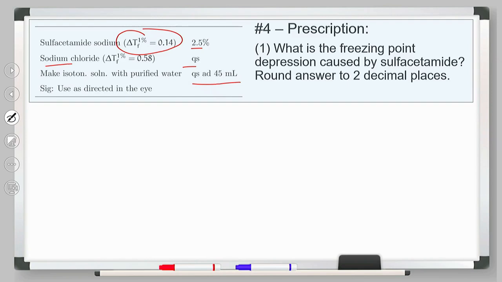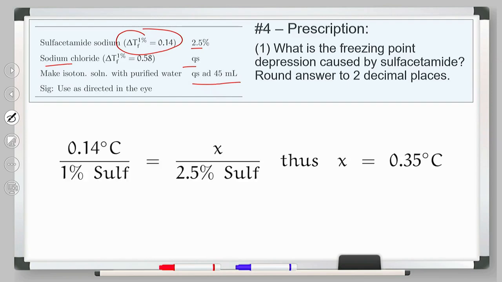All right, I'll work through this one. I'll show you that work. All you need to do is, can you do this? This is the first step, and we'll practice writing that down. 0.14 means 0.14 degrees Celsius over a 1% concentration. Remember, it'll always be over 1% from the delta TF 1%.